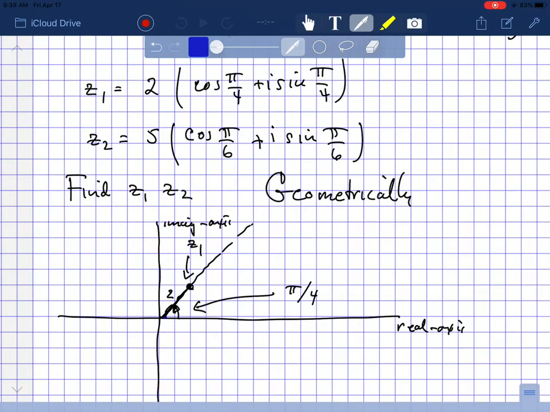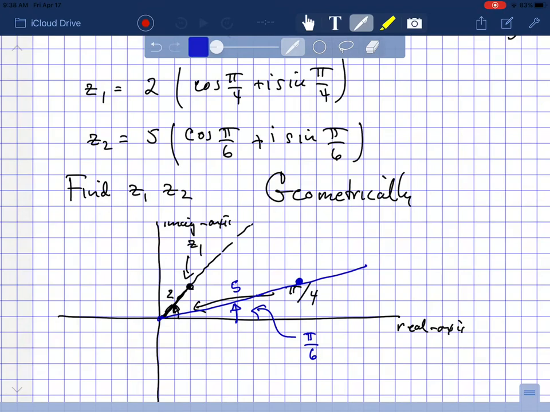And then z sub 2 is going to be located along this line. We'll say it's out here. So the distance between this point and the origin is 5 units, and this angle in here is pi divided by 6.